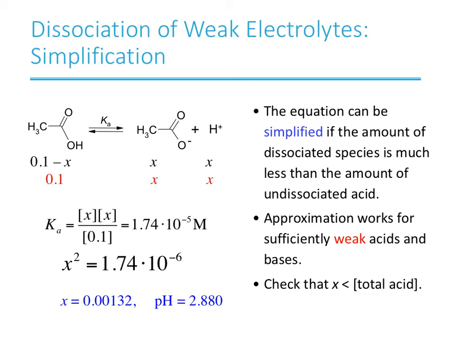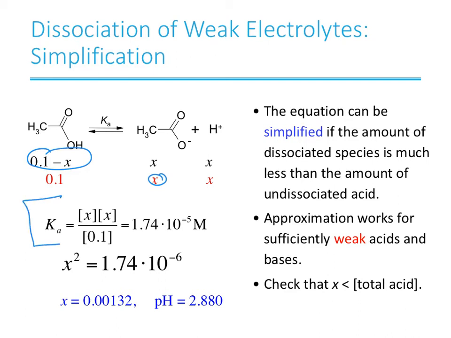So what we're going to assume here is that the amount of X is very small relative to the amount of the starting weak acid concentration. So we're going to just say that X is negligible to the starting concentration, and we're just going to eliminate the 0.1 minus X and use 0.1. So that simplifies things a great deal.